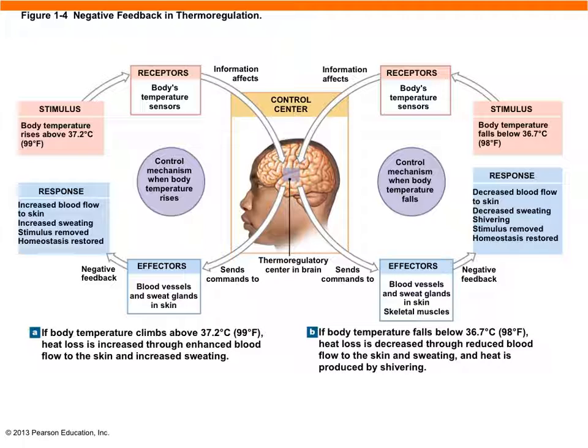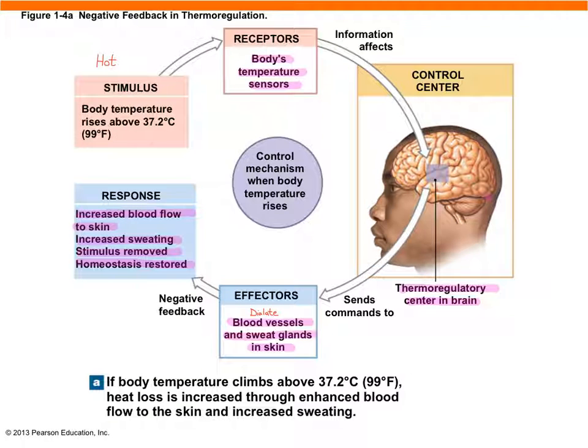This is an image of negative feedback and the example of hot and cold. Let's look at this stimulus and example of hot. Here, the stimulus is the body temperature rises above 37.2 degrees Celsius. It's too hot. There are receptors. The body temperature sensors recognize it's hot and send it to the control center, which is the hypothalamus or the thermoregulatory center of the brain.